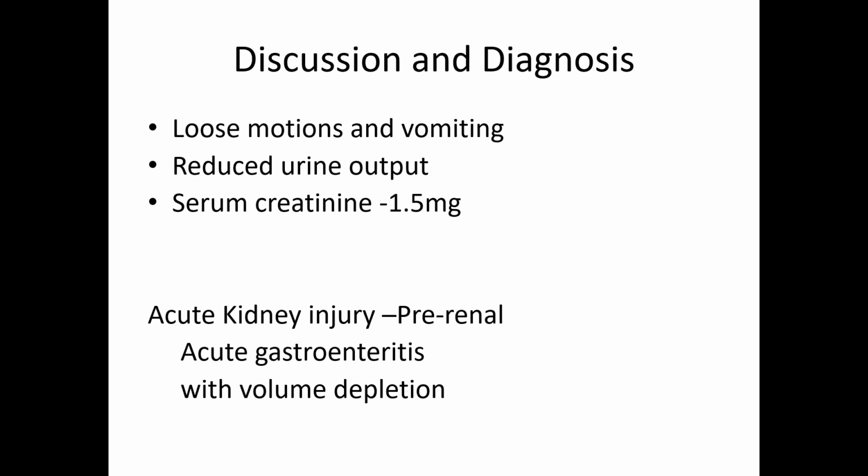If you are not able to recall the normal value, I will tell you that normal serum creatinine varies from 0.6 to 1.2 milligram per deciliter. If it is more than 1.2 milligram per deciliter, calculate the GFR in such a patient. So what did this patient have? This patient had acute kidney injury. Most likely it's a pre-renal injury because of the acute gastroenteritis and the loss of volume.